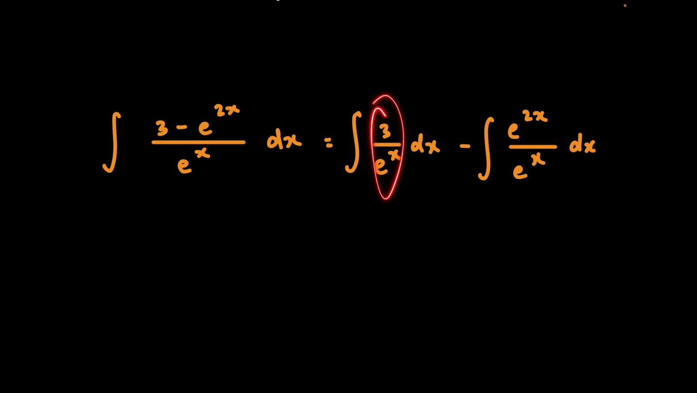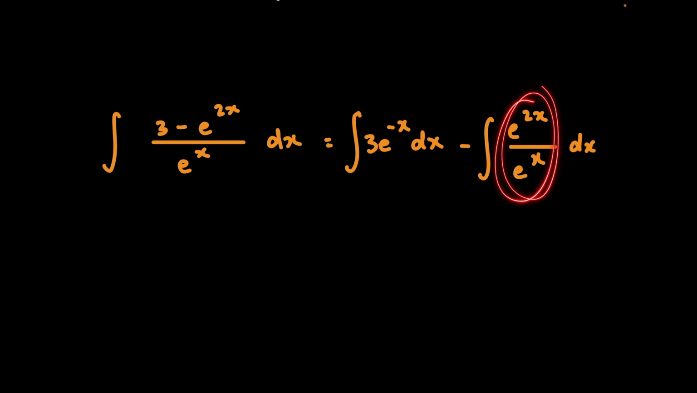Now this first integral, it would be in our best interest to have the e to the power of x on the numerator. So instead of writing 3 over e to the power of x, I'm going to rewrite it as 3e to the power of negative x dx using our index rules. Then for the next integral, I'm also going to do the same thing.